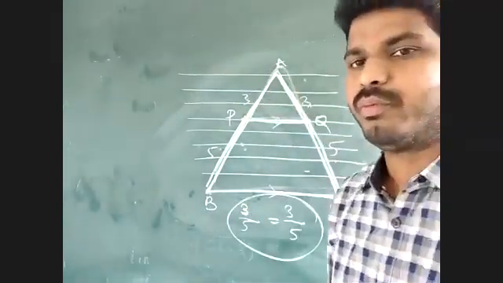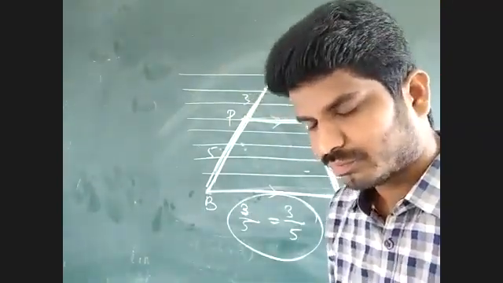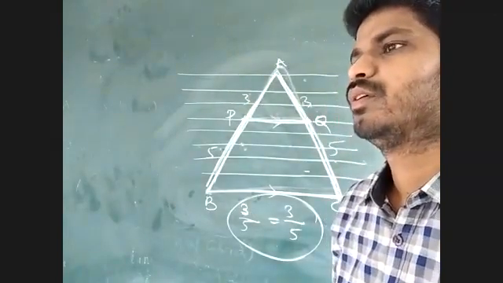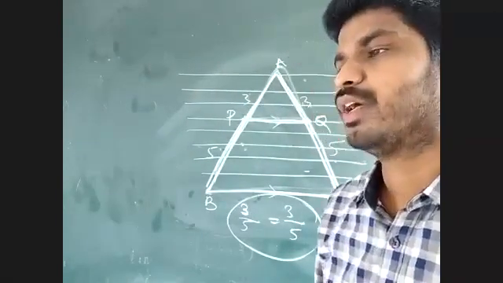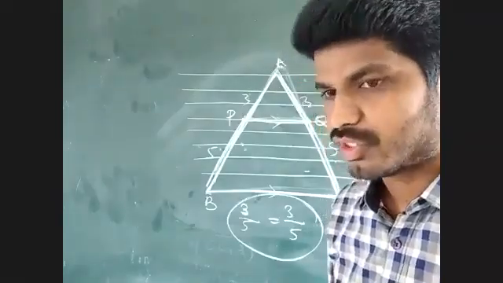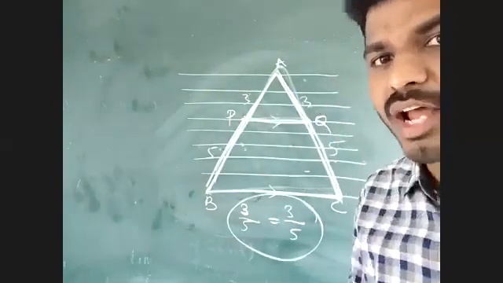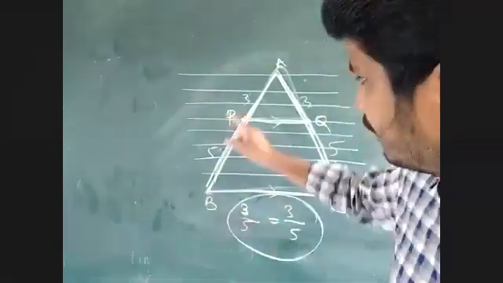If a line is drawn parallel to any one side of a triangle, then the line divides the other two sides in the same ratio. Then tell me that theorem formula. What is the formula for the basic proportionality theorem?